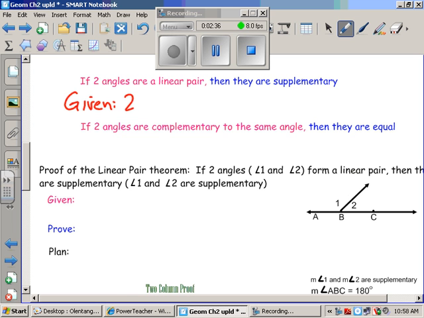Exactly. 2 angles are a linear pair. Okay, this statement up here. And then what are we trying to get to? What's the final proof statement going to be? Yeah, they are supplementary.